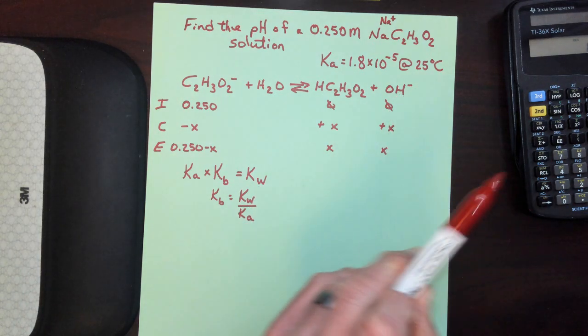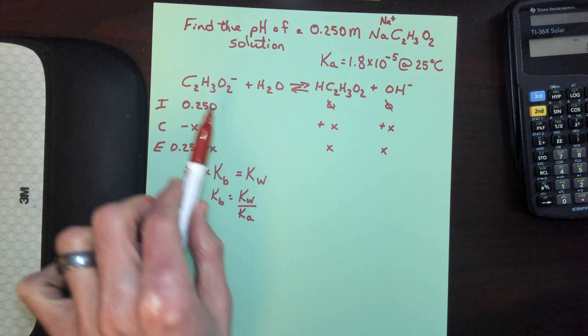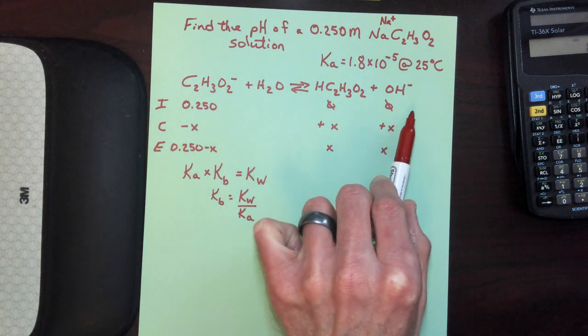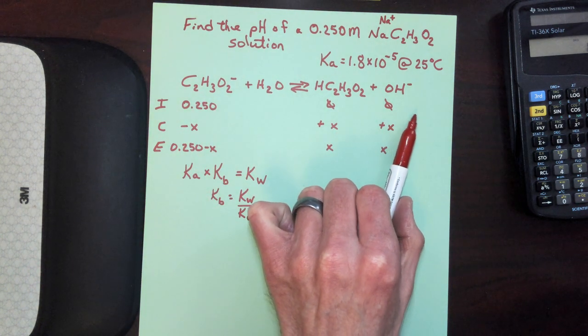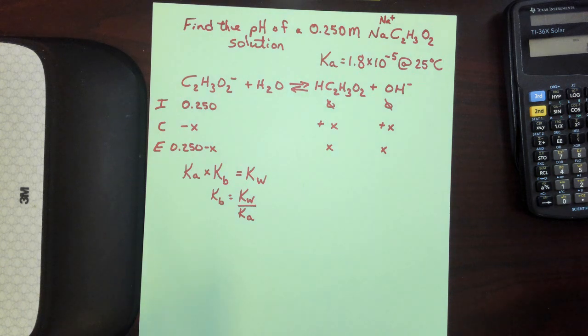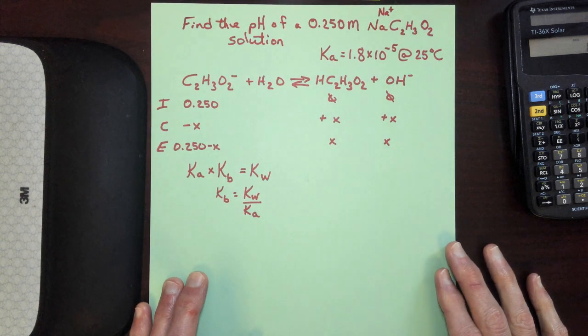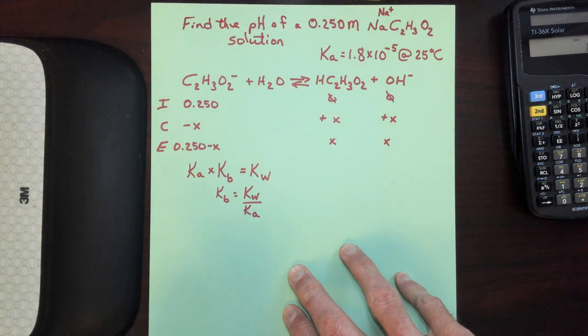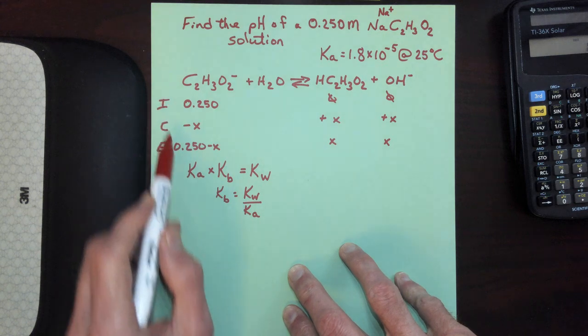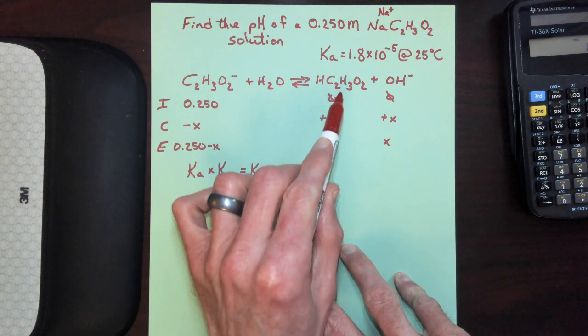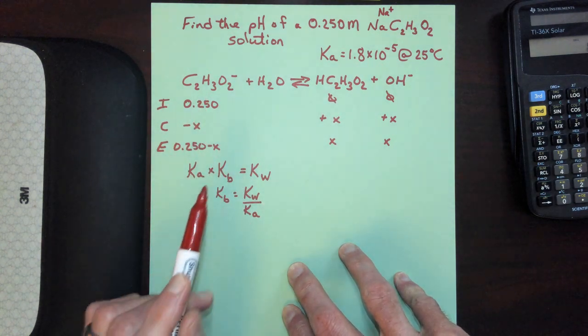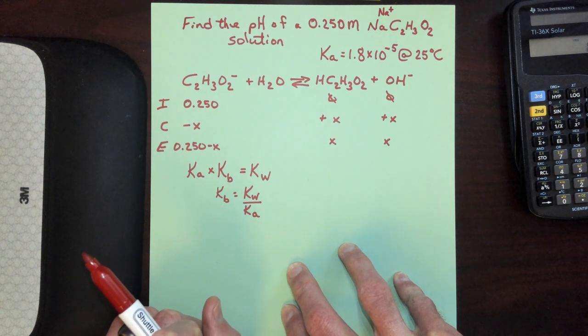Okay, so this salt is going to generate OH- ions in solution, which helps us recognize that it's going to make the pH greater than 7. It's going to be in the basic range. So what I want to do is set up an ICE table, because acetic acid and acetate are our weak acid-base conjugate pair.